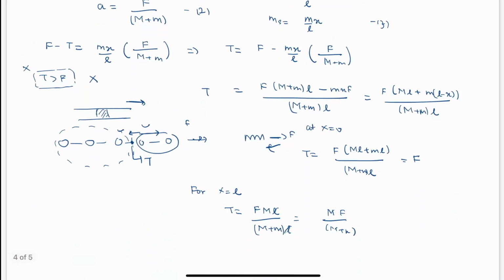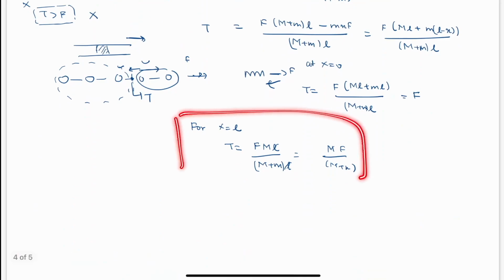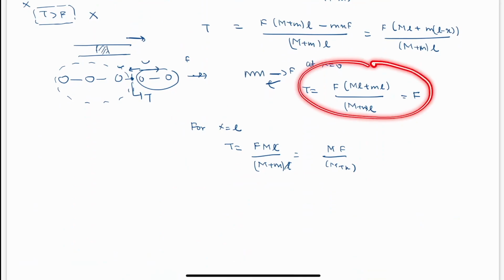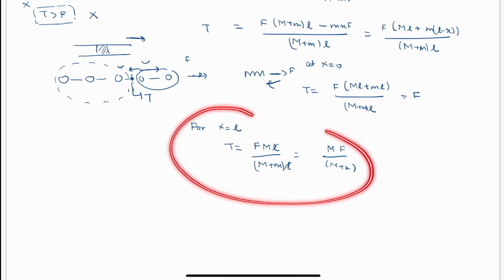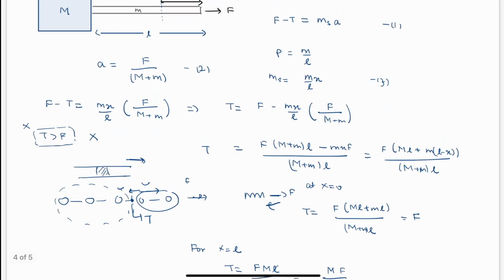So we discussed the limiting cases: what is the tension at x equals 0, what is the tension at x equals L, and can it be possible that tension be greater than force? So the answer was no, tension cannot be greater than force, because tension is a response force to the applied force. You have control over your applied force, but not over the tension. Tension arises because of the van der Waals interactions in the molecules.